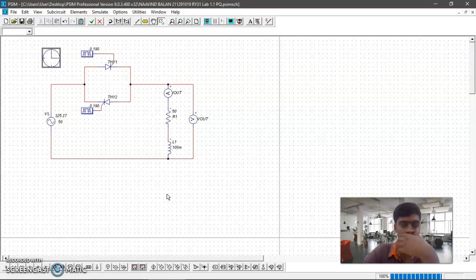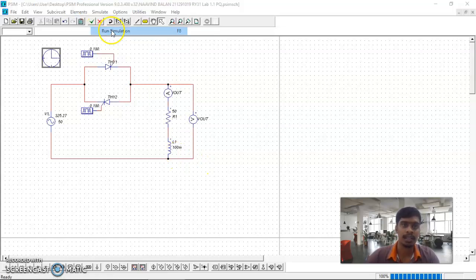So I changed the voltage to around 325.27 peak. The frequency is the same at 50 Hertz, and for the thyristors, one is for the positive and one for the negative half cycle. The current and the voltage for the resistor and inductance need to be calculated: I out RMS and V out RMS. So the resistor is 50 ohm and the inductance is 100 milli henry. From here I will simulate the answer.